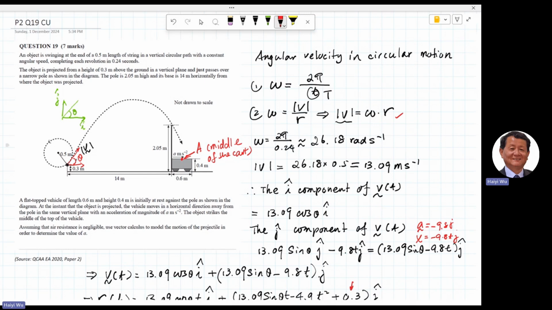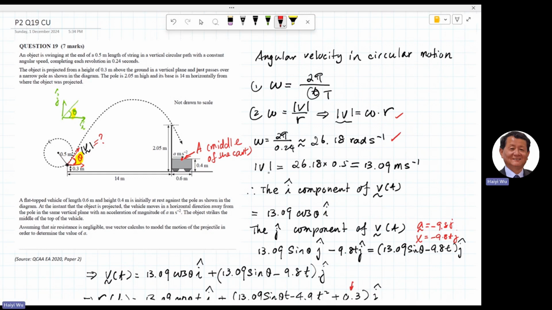First, I'm going to let the angle, because when you establish projectile motion, you must have an angle. So it's very important. I'm going to say let the angle be theta from the ground. But we need to find the velocity first. So the angular velocity is 2 pi divided by 0.24, which gives the answer 26.18 radians per second. That's the angular velocity for the circular motion.